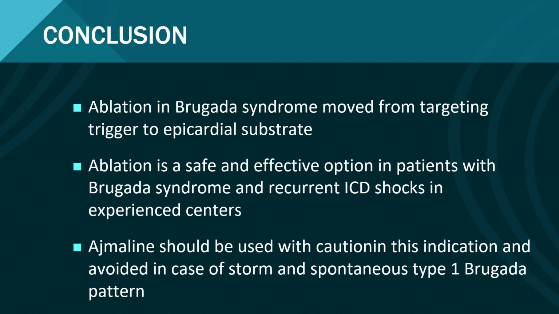Ablation in Brugada syndrome moved from targeting trigger to epicardial substrate. It's something that we've been witnessing for pretty much all types of VT ablation, I suspect. Ablation is pretty safe and effective in those patients with recurrent shocks resistant to drugs in experienced centers, and ajmaline could be used, but with caution to avoid storms in those type 1 Brugada patients. Thank you very much for your attention.